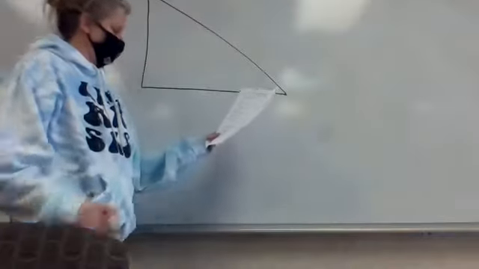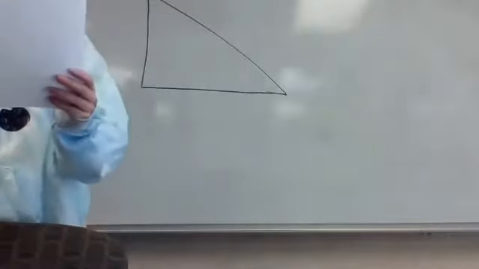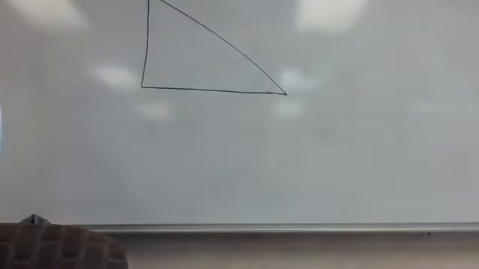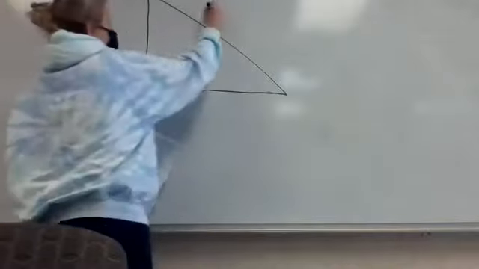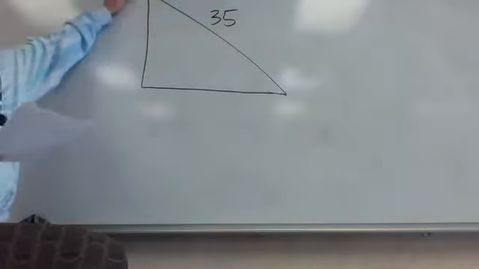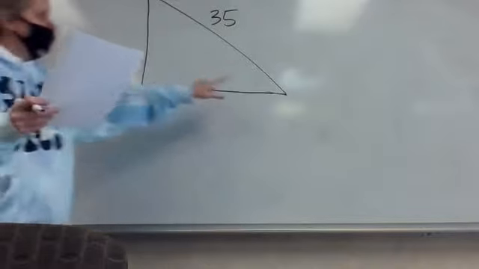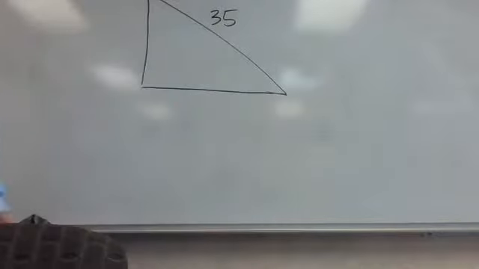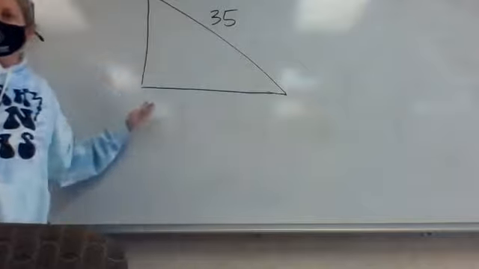I'm going to label all three of these sides. The first thing it tells me is that the wire is 35 feet long. So where's the wire? Here's the wire, so that's going to be 35. Then it tells me the height of the tower, here's my tower, is 7 feet greater than the distance from the tower's base to the end of the wire. In other words, this side is 7 feet longer than this side.